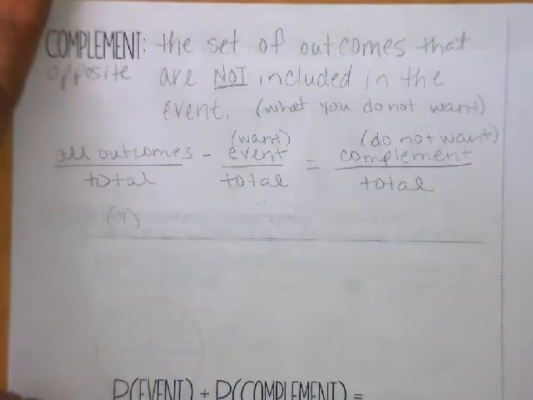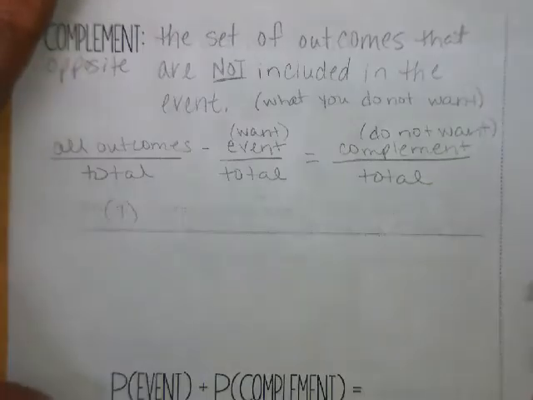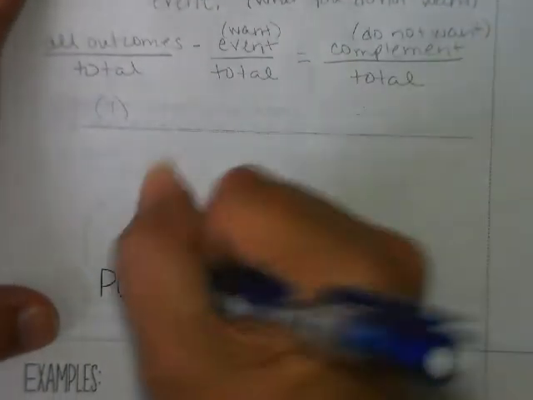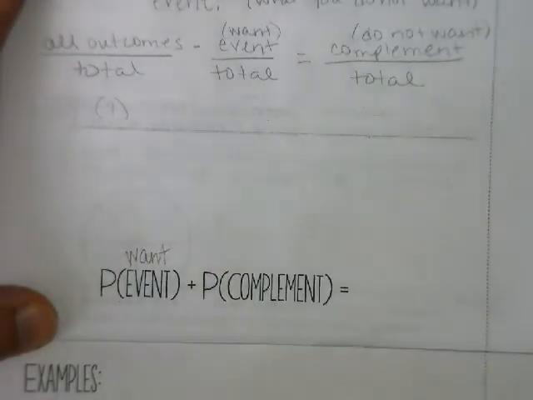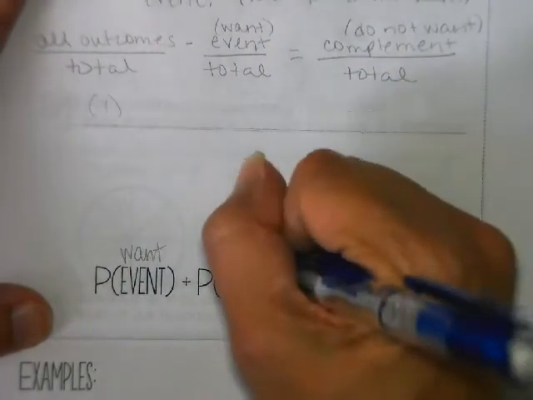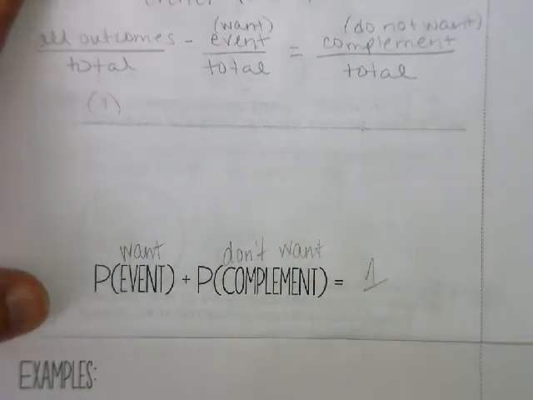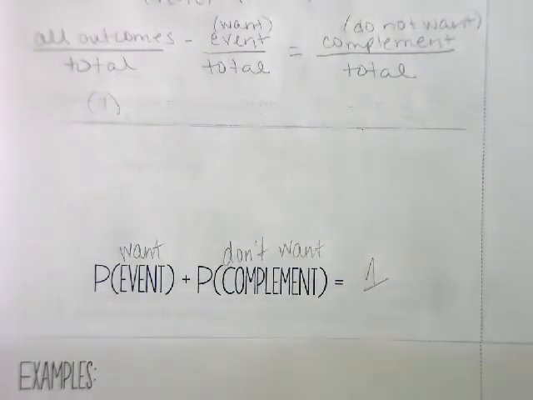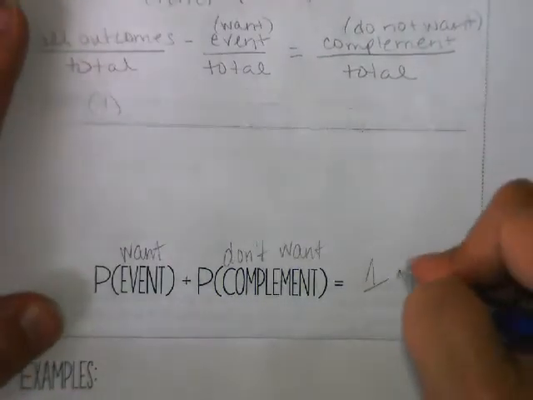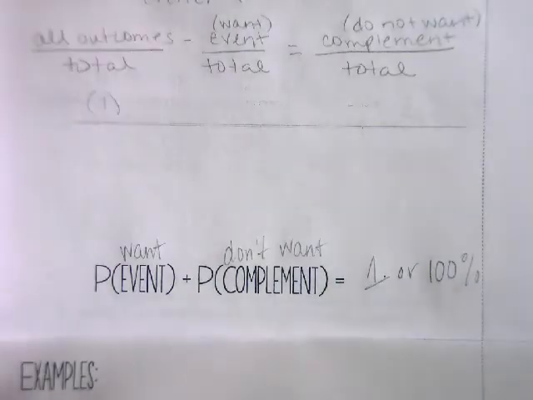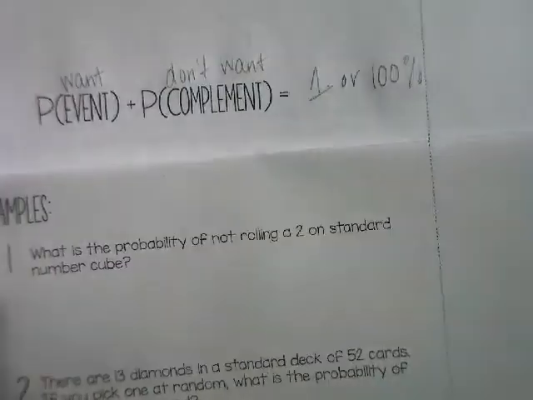Our event that we want and our complement, which is what we don't want, will always equal one whole, or if you're going to write it as a percent, which we don't do a lot of, 100%. Okay, so let's do some examples of that.